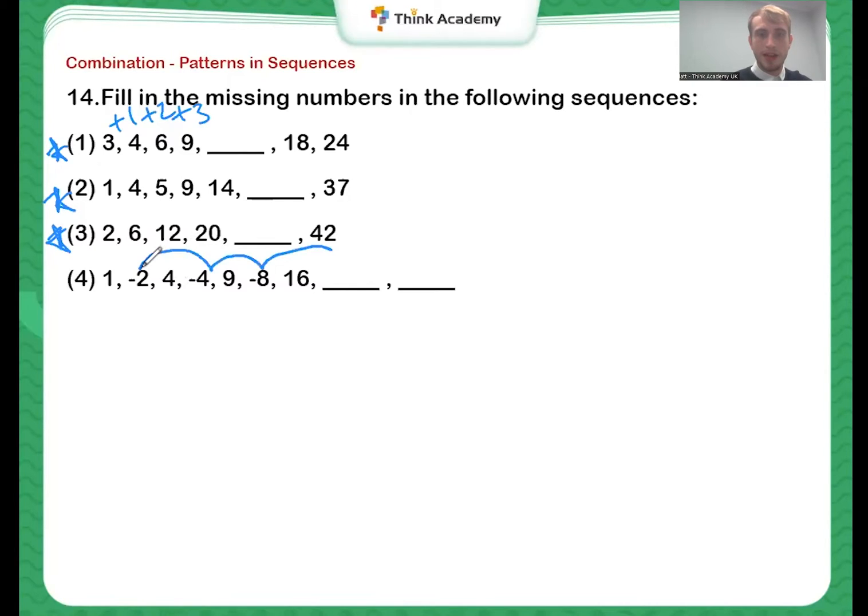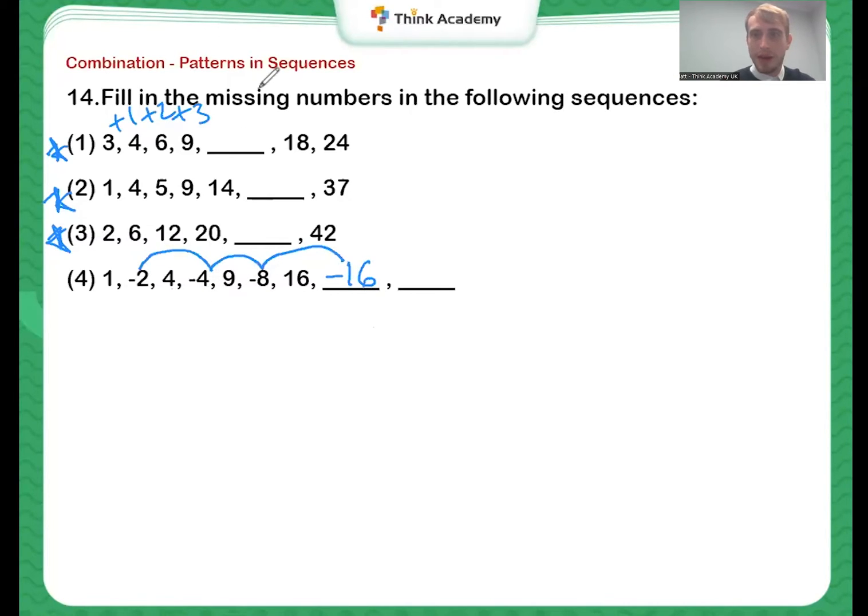Now, spotting the pattern there, these negative numbers are each time getting twice as big, or you could say timesing by 2 each time. So -2, double that is -4, double that is -8. The next one will be -16 for that one.